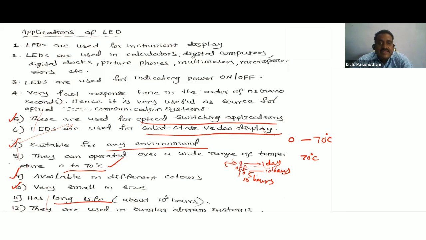So applications of LED: LEDs are used for instrument display, calculators, digital computers, digital clocks, etc. These are used in power on-off buttons. LEDs are used in optical communication systems, optical switching applications, solid state video displays, and suitable for any environment. We can operate 0 to 70 degrees centigrade. Available in different colors, available in very small size. It has a long lifetime. These are used in alarm systems.